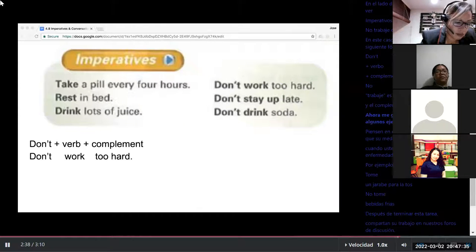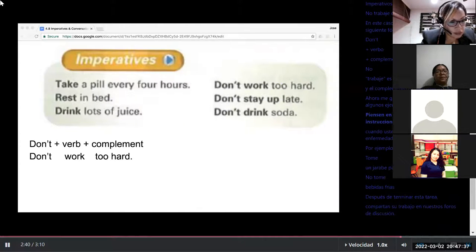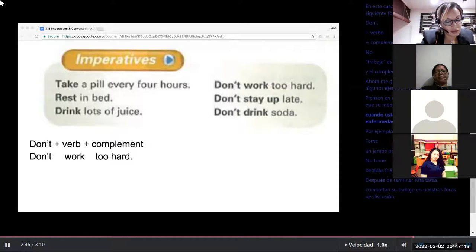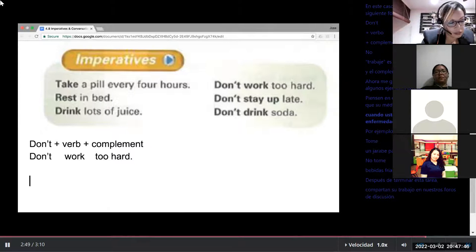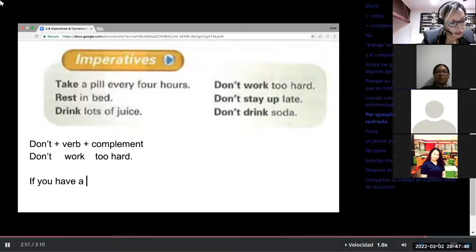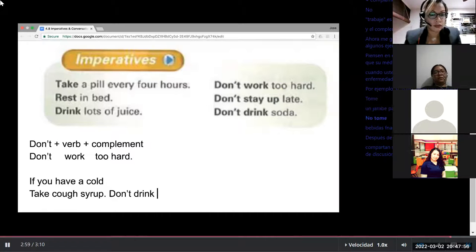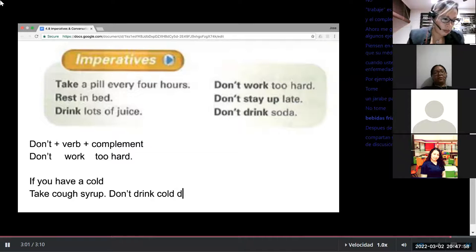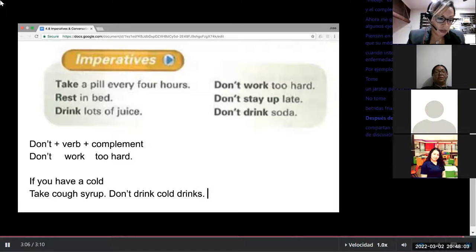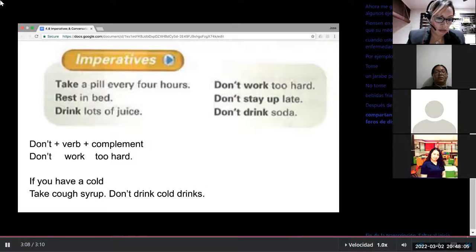Now, I would like for you to give some examples of your own. Think of the advice or instructions that you or your doctor gives whenever you have some kind of illness. For example, if you have a cold, take cough syrup. Don't drink cold drinks. After you finish this task, share your work in our discussion forums.